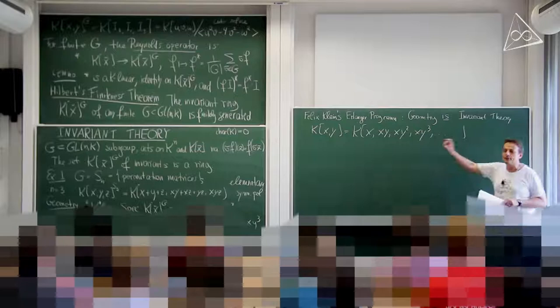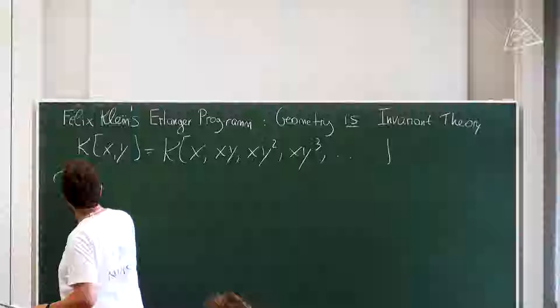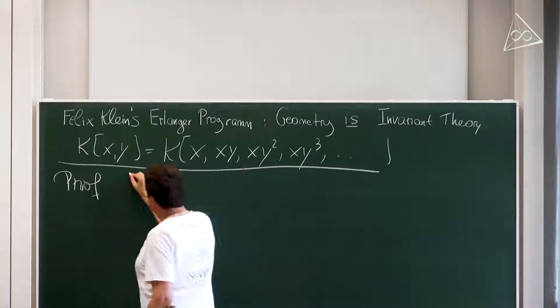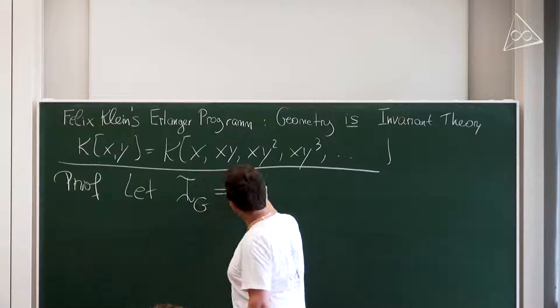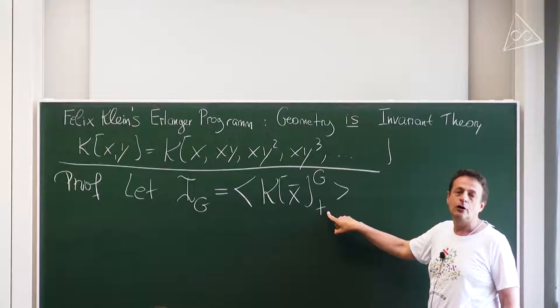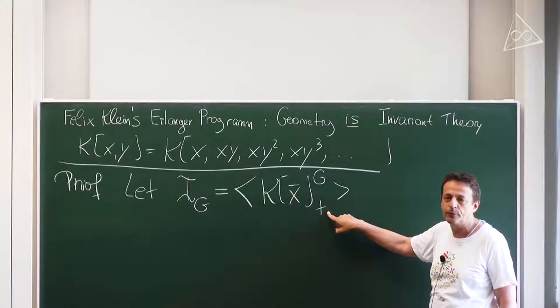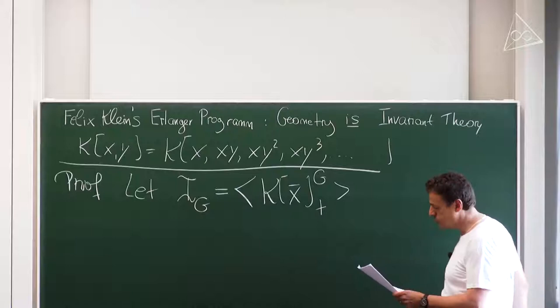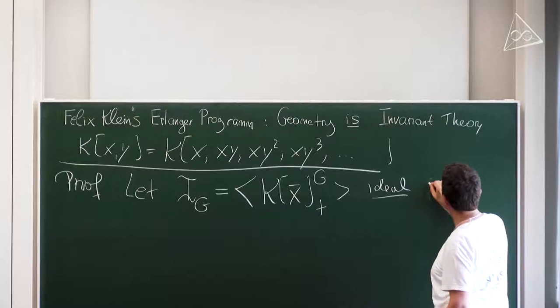So let's see. Here's the theological proof. A proof of Hilbert's theorem. But you are on the right track, Marius, because what we're going to do is look at the ideal generated by the invariants. So let's look at KG plus. By this I mean the set of homogeneous invariants of positive degree. So I look at all the invariants that happen to be homogeneous polynomials, but not constants. I don't allow constants. So this is the ideal of invariants of positive degree.